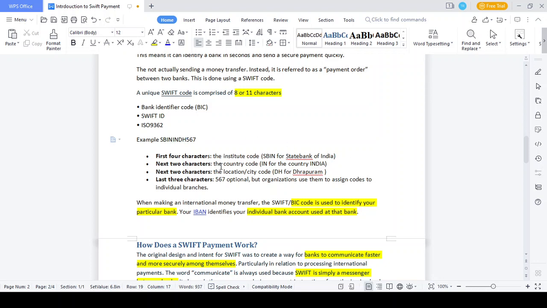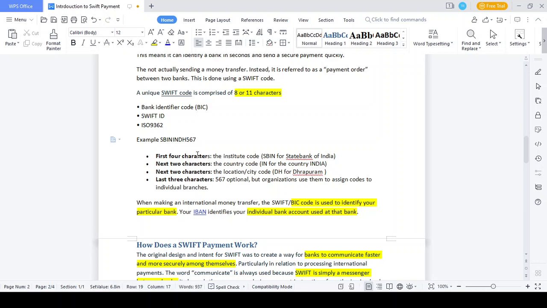The next 2 characters are the country code, IN, India. And the next 2 characters are a local code, DH, here I will mention DH for Dharambaram. And the last 3 digits, 564, we call the branch code.